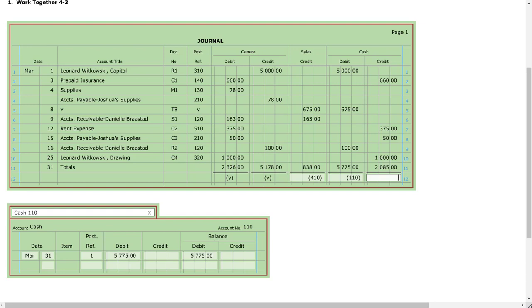So I put 110 back up under my cash debit. Now I have to do my cash credit. This is no different than what we did yesterday when we posted multiple times to our accounts receivable or accounts payable. Put the date of the 31st, post reference of 1, and I'm going to go through and credit it $2,085.